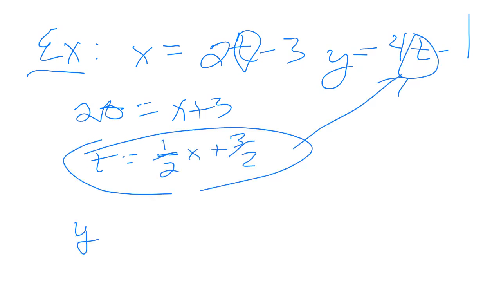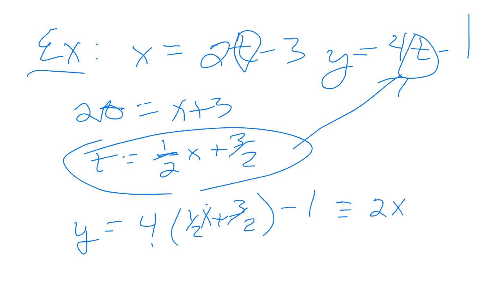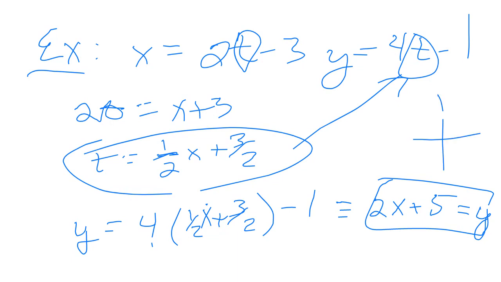Then y equals 4 times the quantity 1/2 x plus 3/2, minus 1. Multiplying the 4 through gives 2x plus 6 minus 1, which is 2x plus 5. So y equals 2x plus 5, and that graph is a line. If I let x be 0, y equals 5. If I let y be 0, x equals -5/2, or -2.5. There are no values that don't work here.